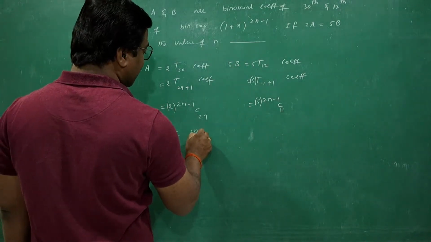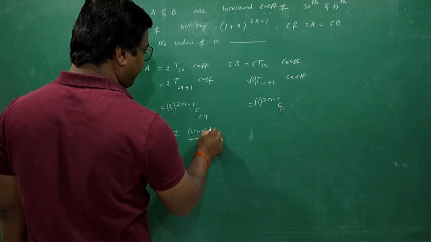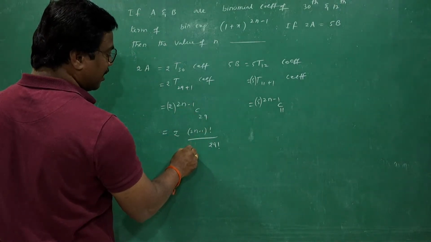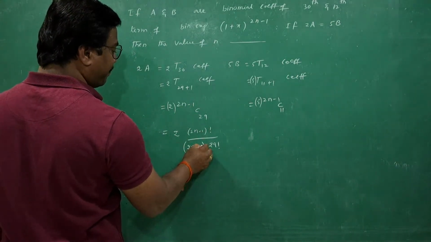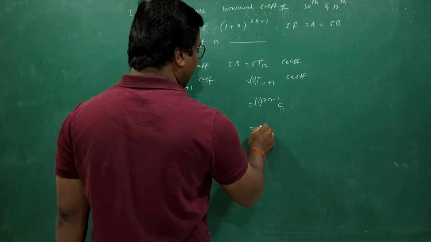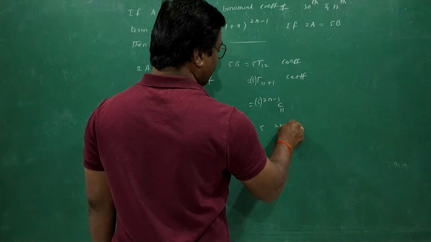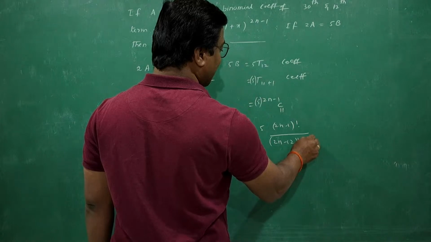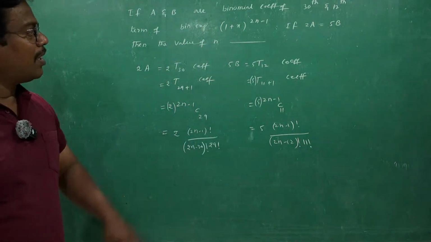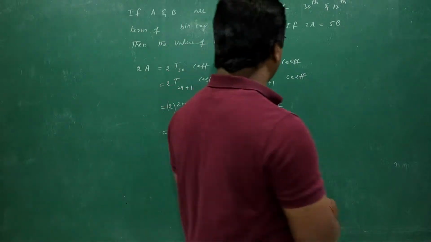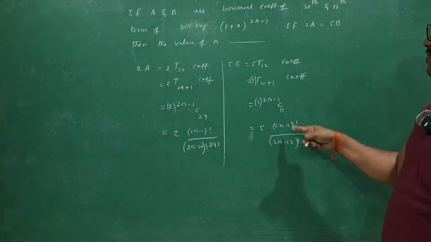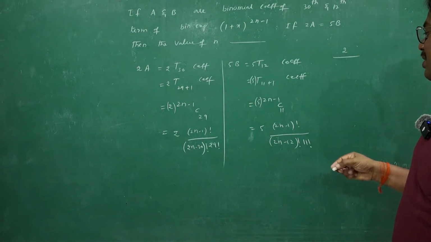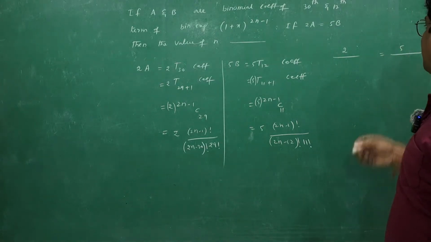2 multiplied by (2n minus 1) factorial divided by 29 factorial and (2n minus 1 minus 29, that is 2n minus 30) factorial. And here it is 5, (2n minus 1) factorial divided by (2n minus 12) factorial and 11 factorial. These two are equal, given in the question, the condition. Cancelling (2n minus 1) factorial on both sides, we get 2 divided by, and on the right hand side it is 5 divided by.